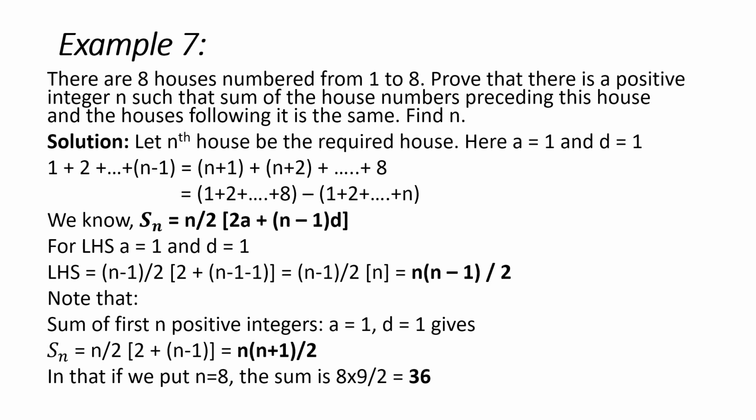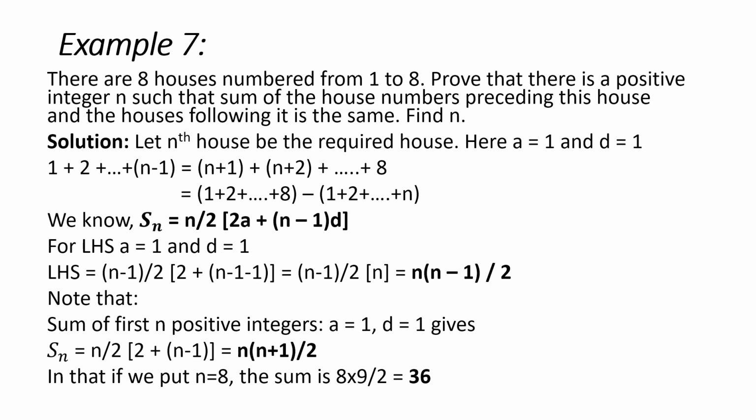Now it is given that it starts from 1. So a is 1 and the common difference d is 1 because 1, 2, 3, 4, 5, 6, 7, 8. What we are given is the sum of the houses preceding that n. So if suppose n is that number, the sum of the houses preceding that will be 1 plus 2 up till n minus 1. And the sum of the houses after n means n plus 1 plus n plus 2 up till 8. These two sums are equal.